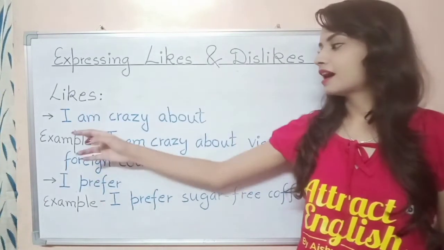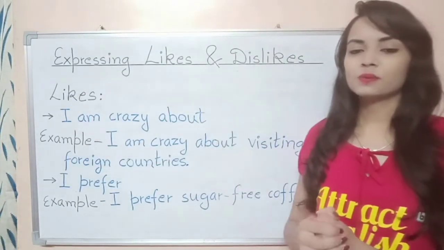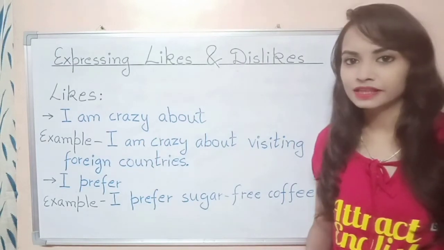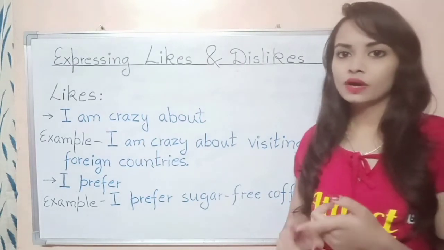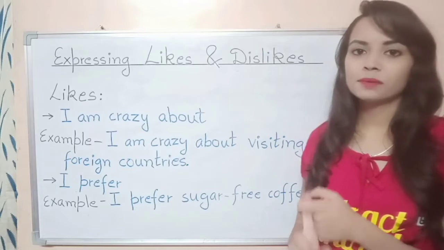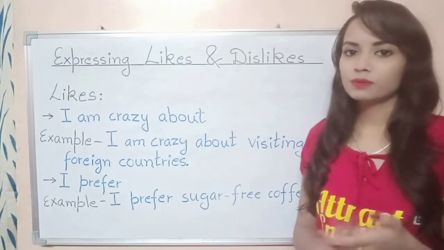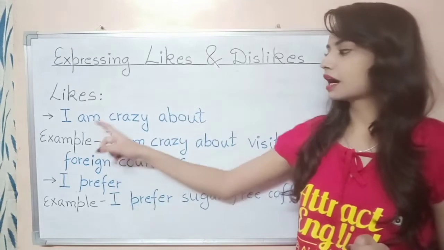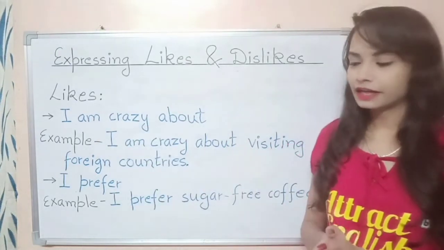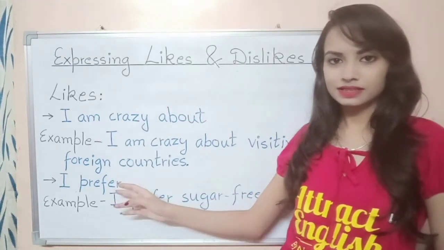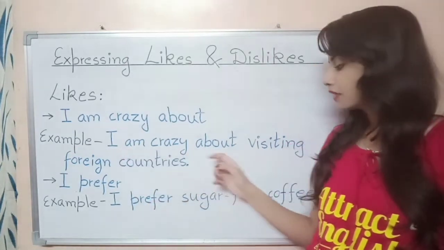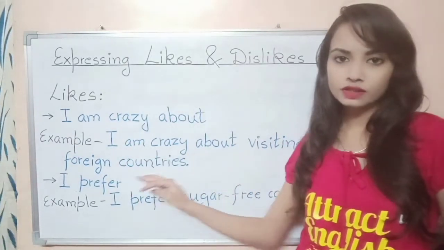Next is I am crazy about. So when you like something extremely, when you can either do anything to get it or you are badly addicted to it, in both of these situations you can use I am crazy about it, right? Let's see an example to understand this better. I am crazy about visiting foreign countries.